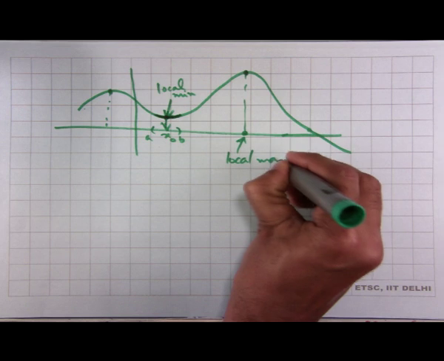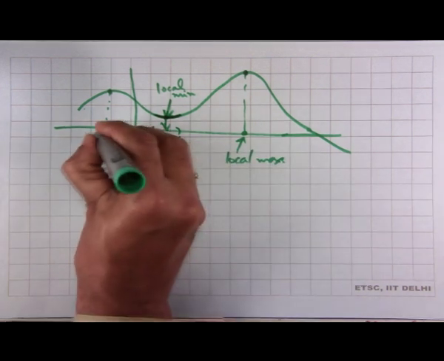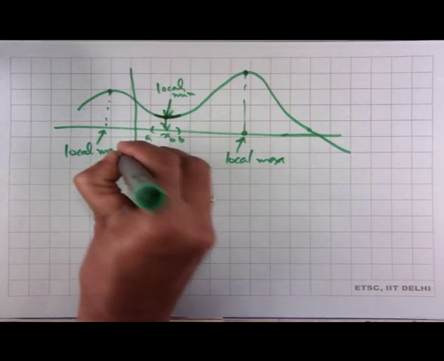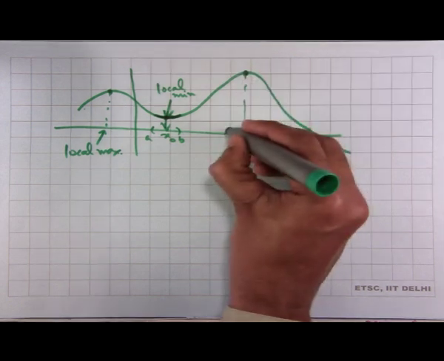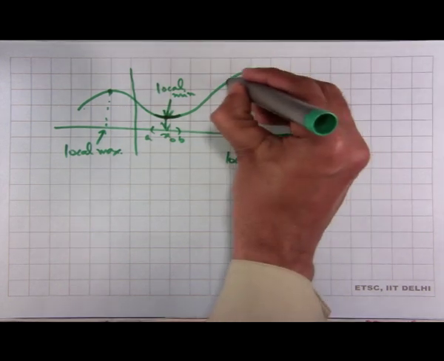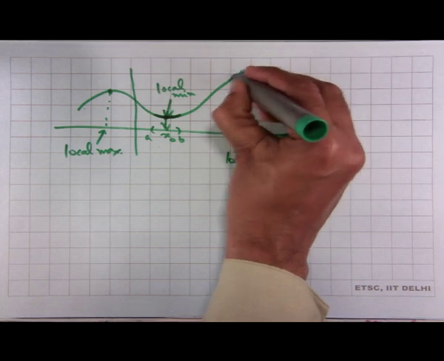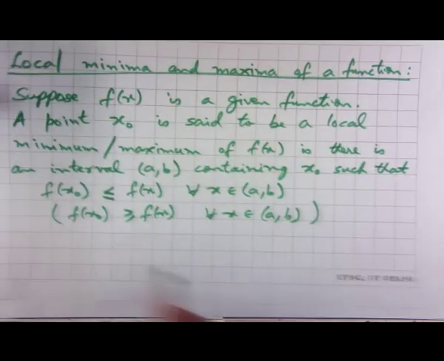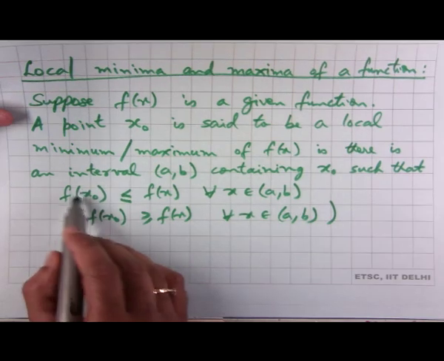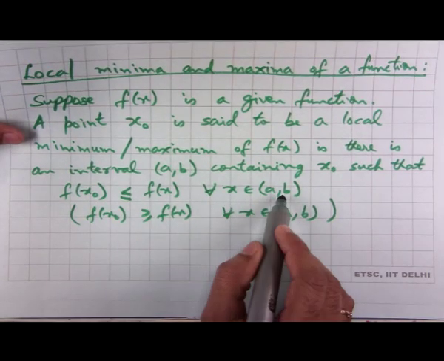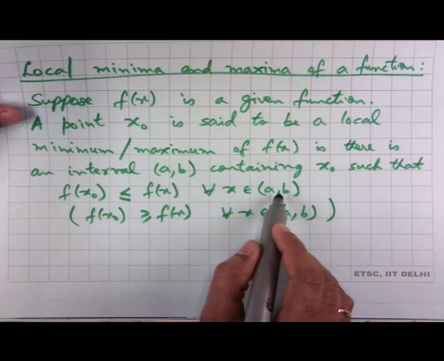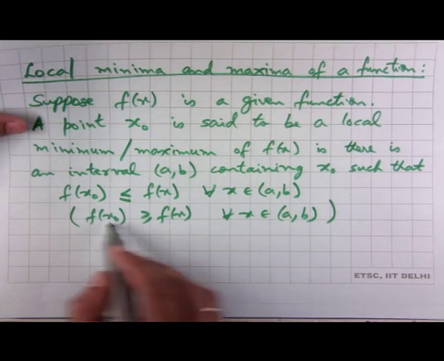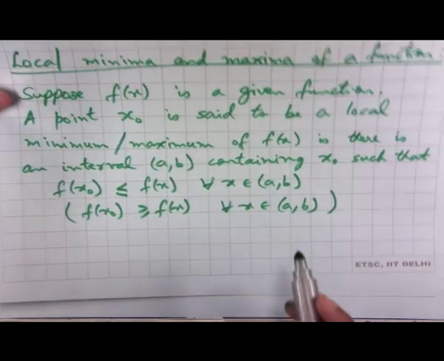this is a local max, this again corresponds to a local max, because if you see here I can take an interval like this and then you see that this is the maximum value. So, here f of x naught is the minimum value in some interval containing x naught, and for local maximum f of x naught is the maximum value of f of x in some interval.